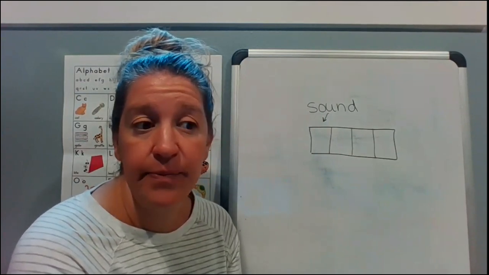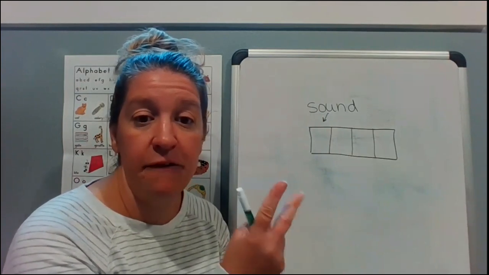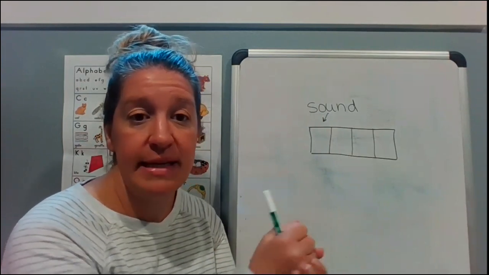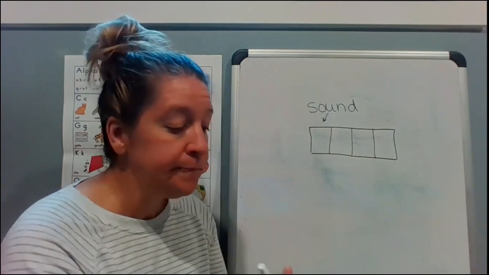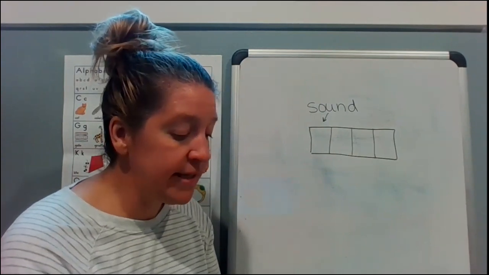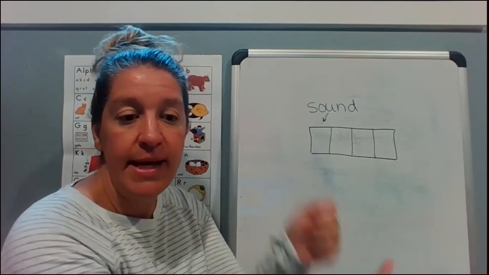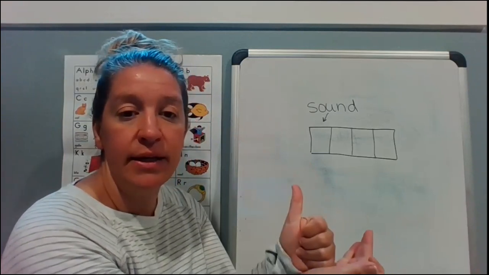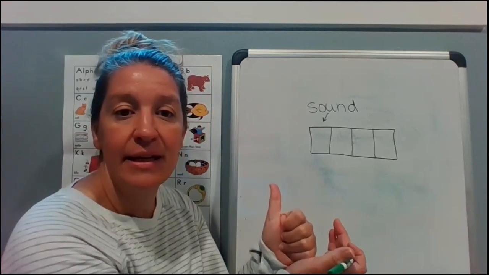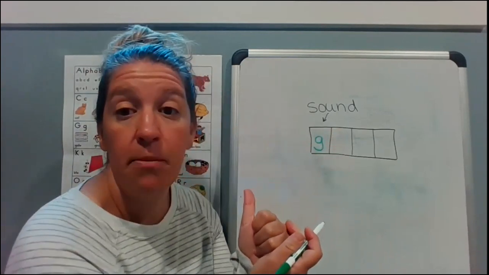I like to use the strategy of pounding and tapping, because that helps my brain to be able to feel the different sounds. So you're going to see me say the word, and then when I hear a sound, I'm going to put my finger up. And so I'm going to say the word again. The word is grit. Say that with me. Grit. Let's say the first sound in grit. G. What letter says G? The letter G. I'm going to write that letter in my first box.